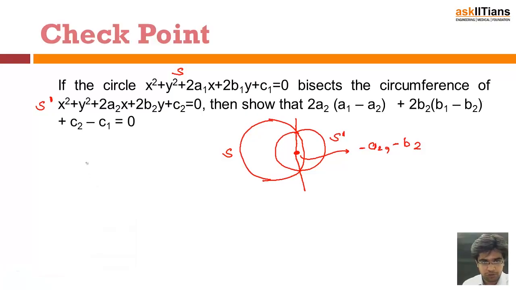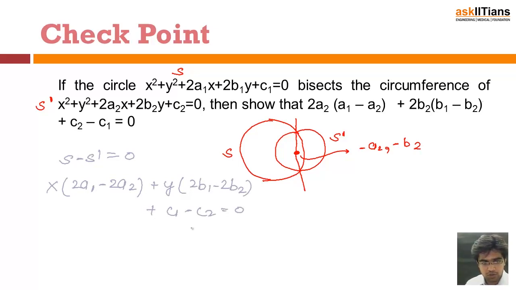Now let's solve this question. In order to find the equation of the common chord, S minus S dash is equal to 0. That means if you subtract these equations, you will get x of twice a1 minus twice a2, plus y of twice b1 minus twice b2, plus c1 minus c2 is equal to 0. Now this equation passes through minus a2 comma minus b2.